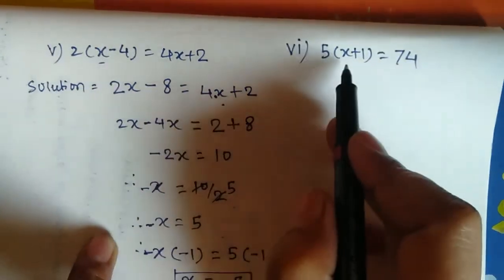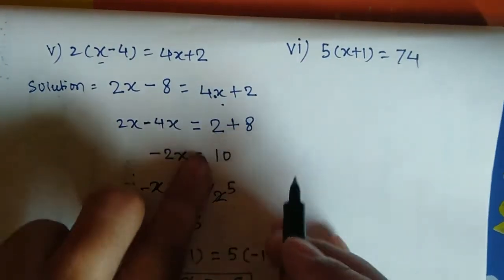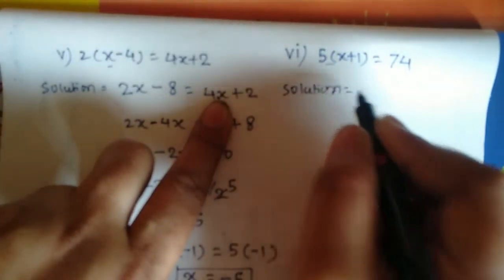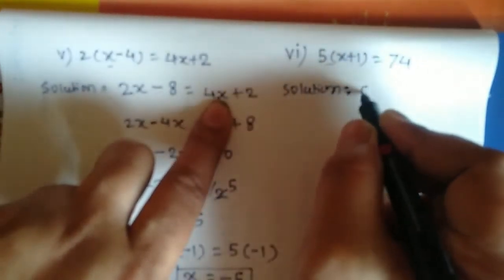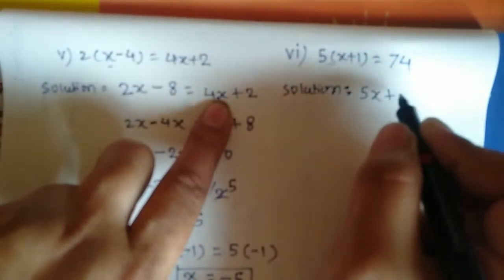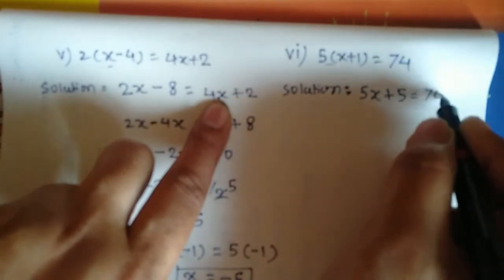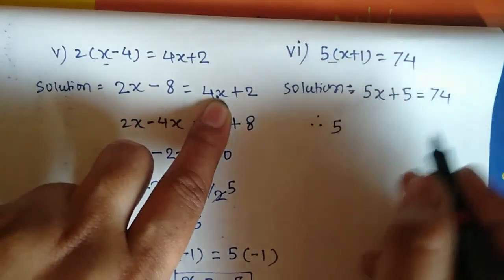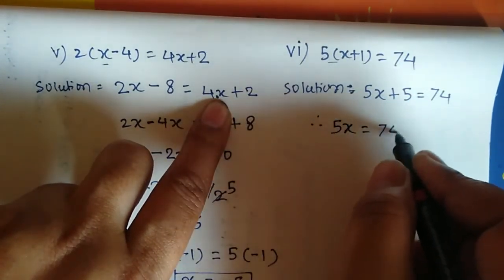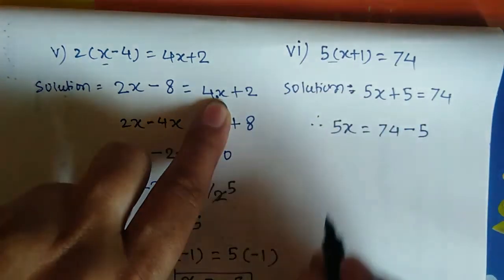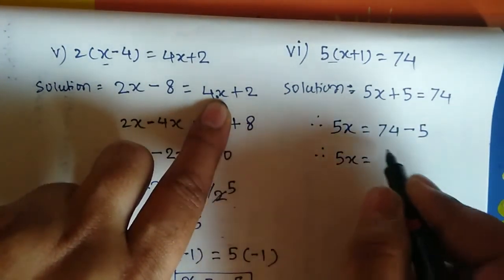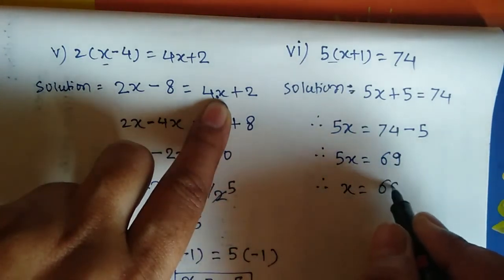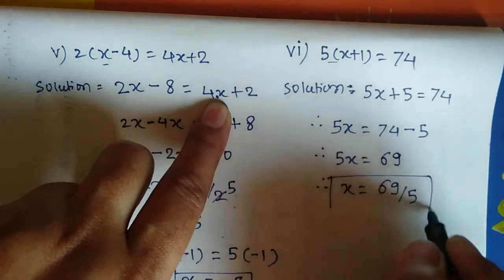See the sixth question, 5 into x plus 1 is equal to 74. So firstly remove the bracket here. Five into x is 5x plus 5 into 1 is 5 equal to 74. Correct? So therefore this 5 goes to the right side. So 5x is equal to 74 minus 5. So therefore 5x is equal to 69. Therefore x is equal to 69 divided by 5. And this is the final answer.